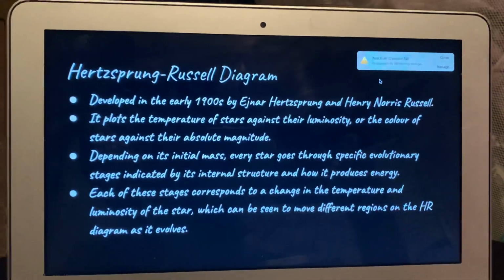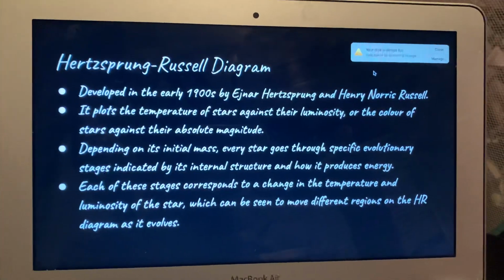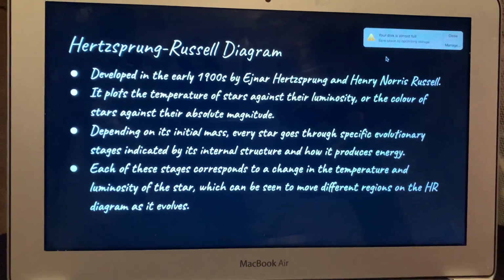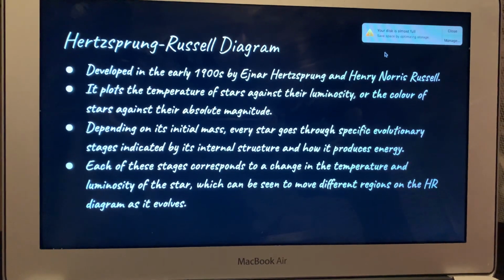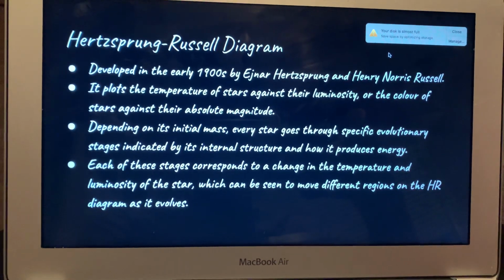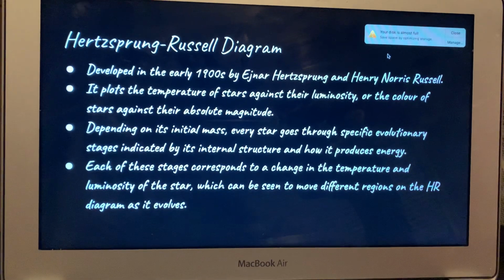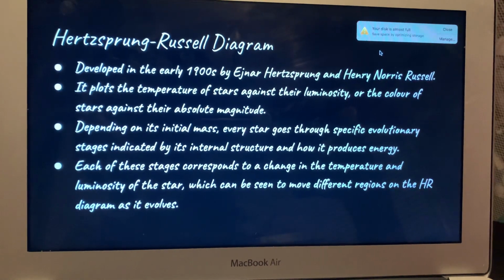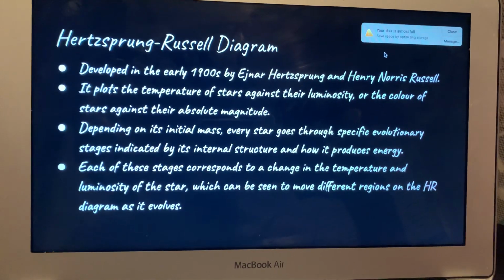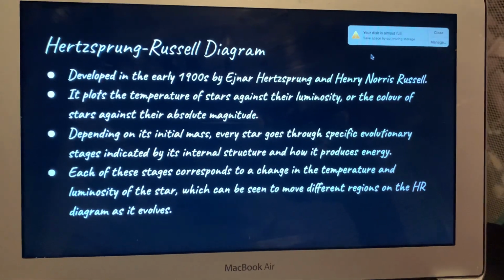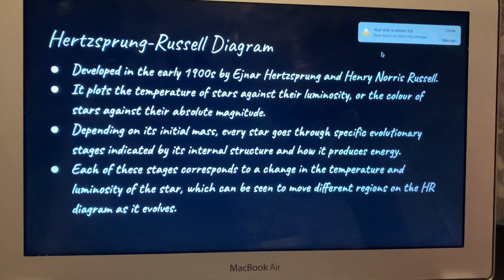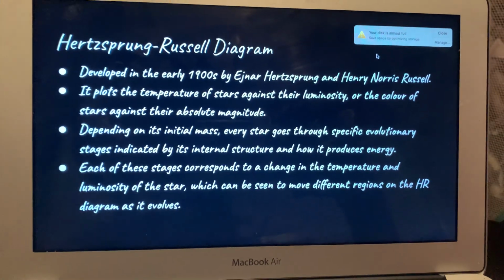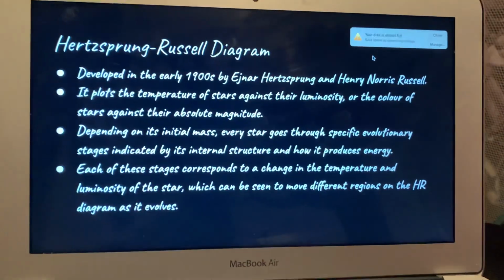The Hertzsprung-Russell diagram was developed in the early 1900s by Ejnar Hertzsprung and Henry Norris Russell. It plots the temperature of stars against their luminosity, or the color of stars against their absolute magnitude. Depending on its initial mass, every star goes through specific evolutionary stages indicated by its internal structure and how it produces energy. Each of these stages corresponds to a change in the temperature and the luminosity of the star, which can be seen to move to different regions on the HR diagram as it evolves.